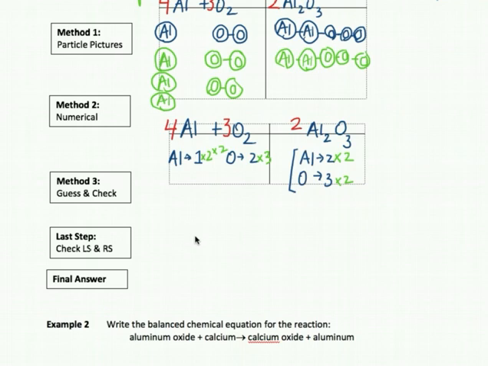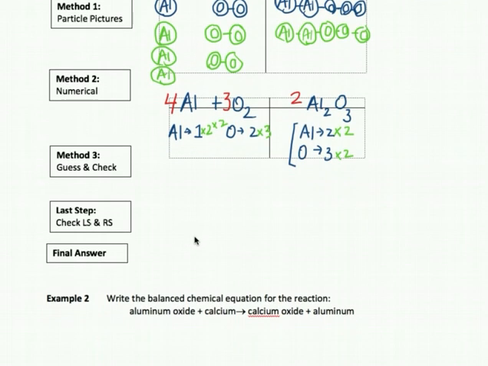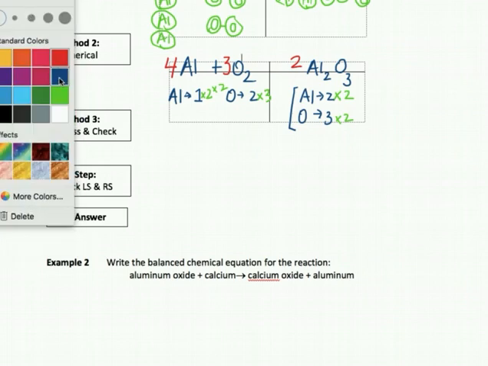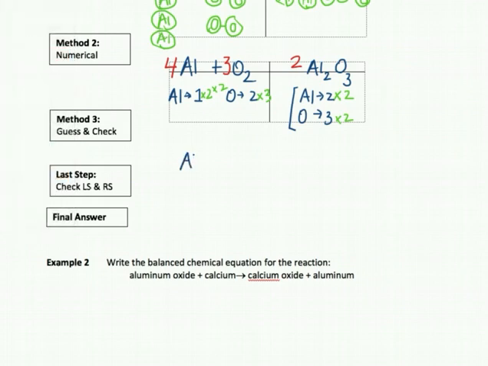Here's the next method, method number 3. It's the guess and check method. So again, we'll start off with our initial skeleton equation. So we have aluminum reacts with oxygen and makes aluminum oxide.